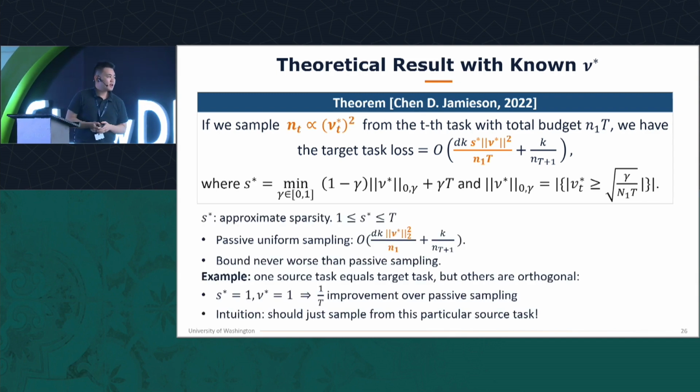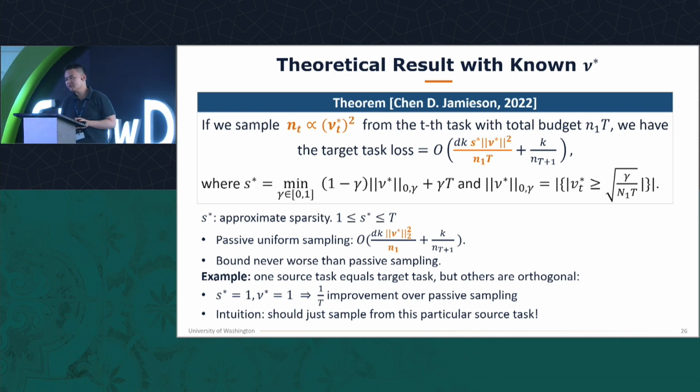All right, so remember, if you have passive sampling, you have d k times the nu star norm squared divided by n1. First, you can show that this bound is never worse than the passive sampling, so we're not losing anything if we do this active learning. And for certain scenarios, we can do much better.